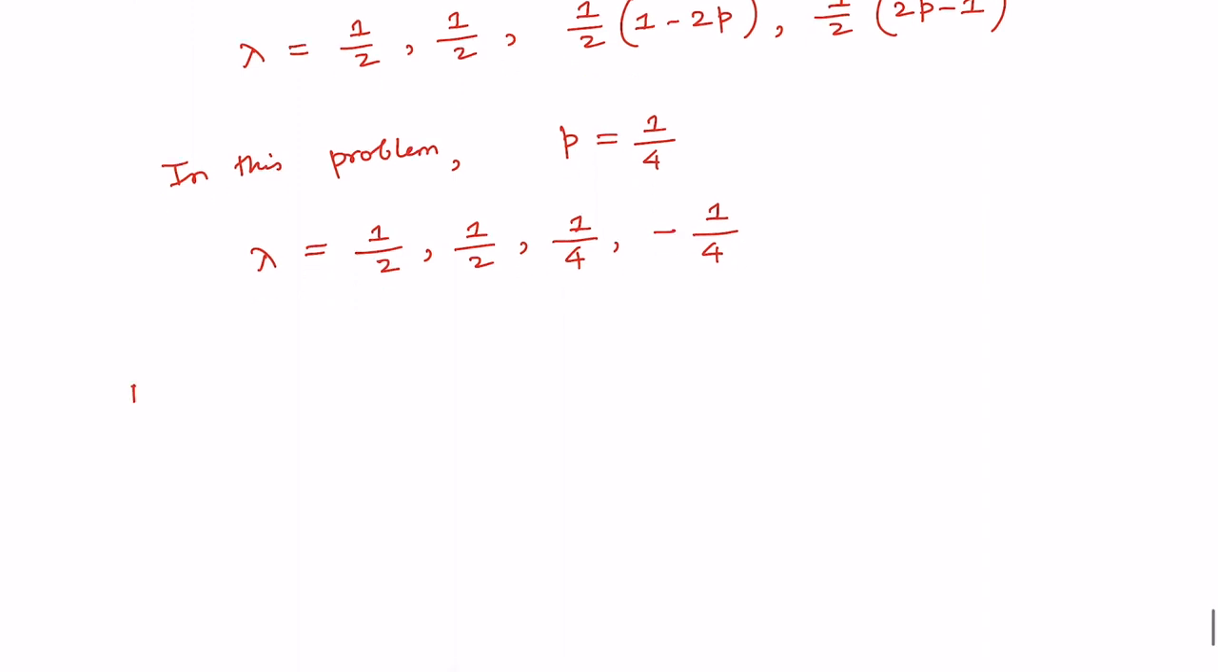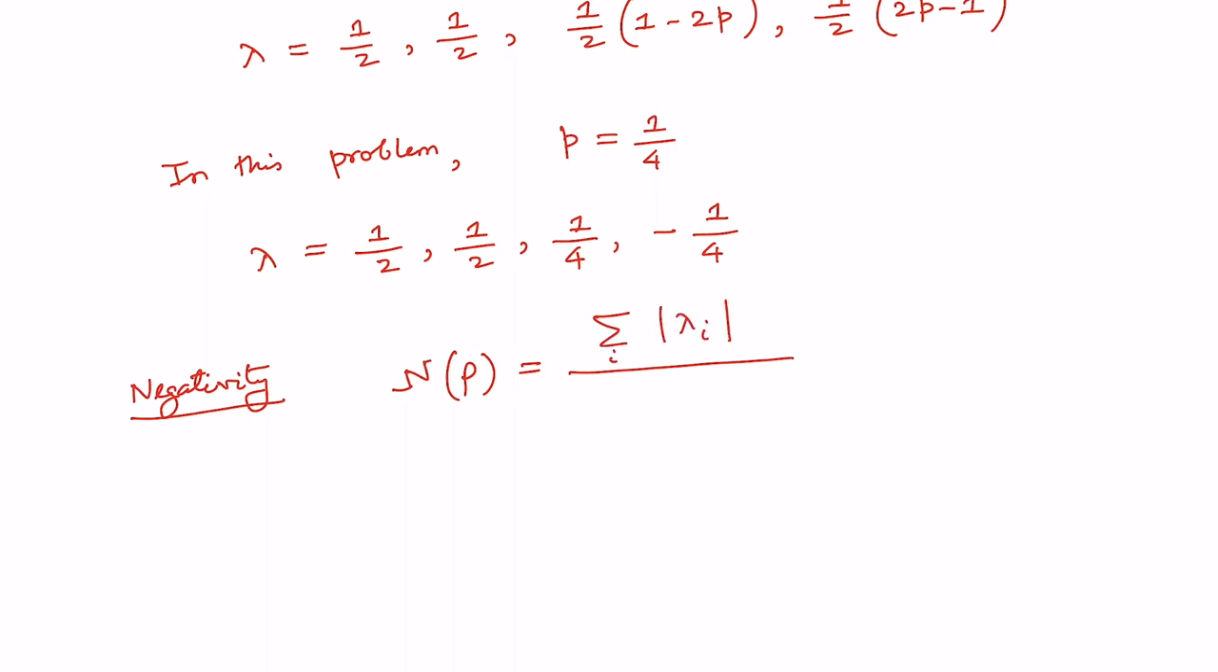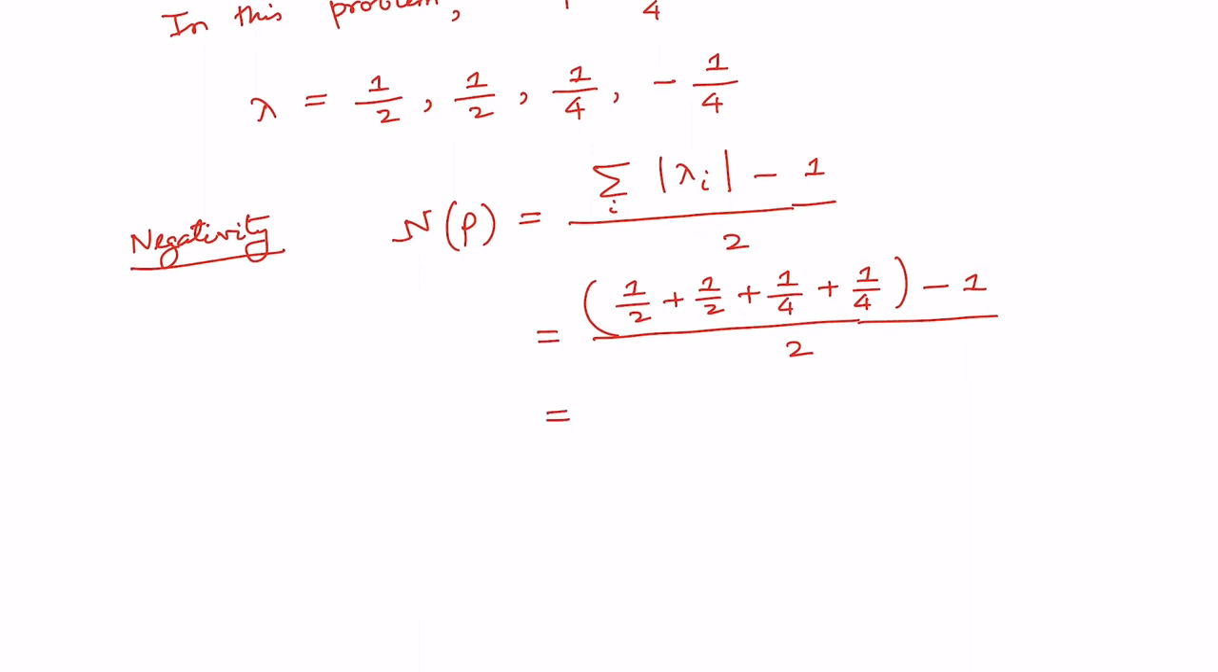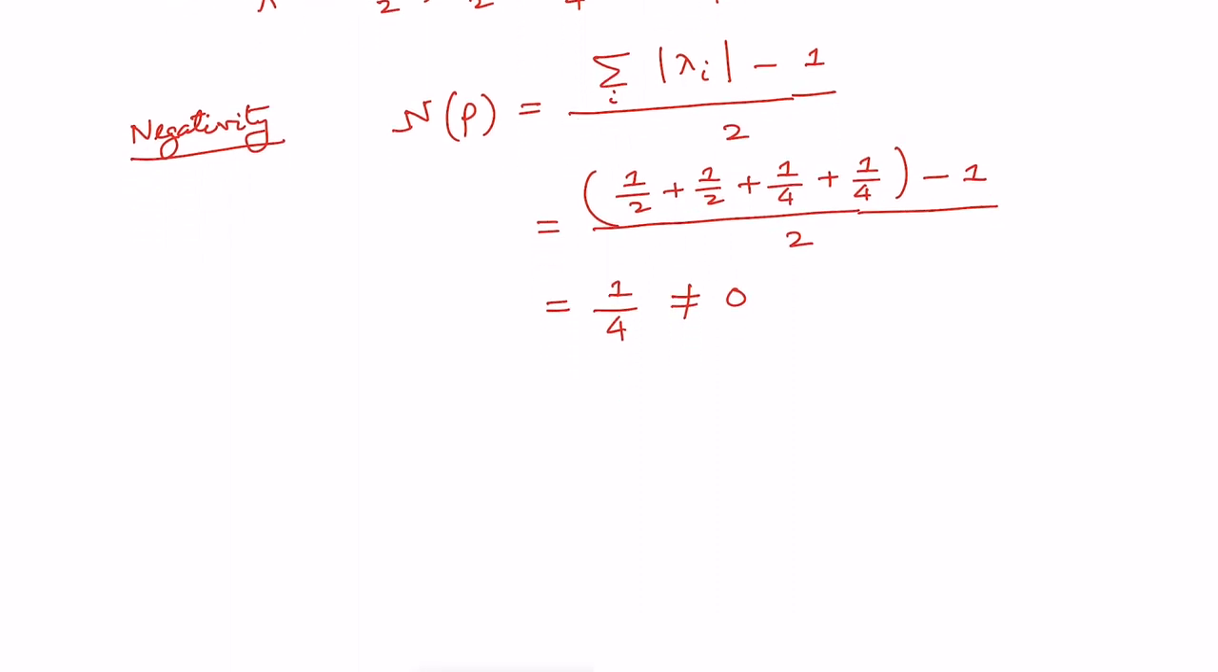And negativity, you can work it out easily. Negativity for the subsystem B, negativity N of rho is equal to the sum of the modulus of the eigenvalues minus 1, divided by 2. And if you do that, we have 1/2 plus 1/2 plus 1/4, modulus we are taking, so it would be 1/4, sum of all this minus 1 divided by 2, so this is going to give us 1/4. So you see the negativity is non-zero, that also ensures the subsystems are entangled.